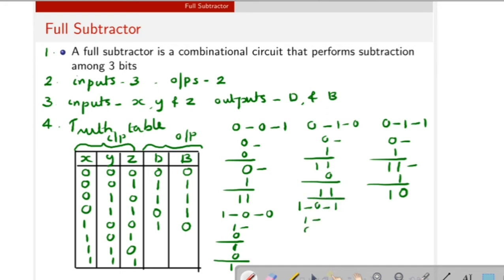Okay, 1 minus 0 is equal to 1. Then subtract 1 from 1. 1 minus 1 is equal to 0. So the difference is 0 with a borrow 0.